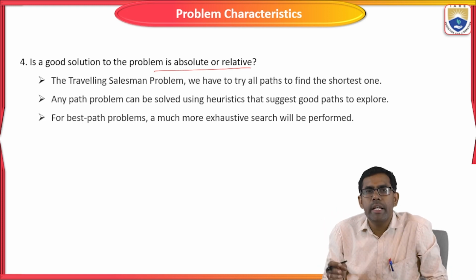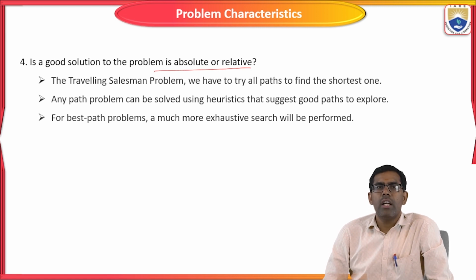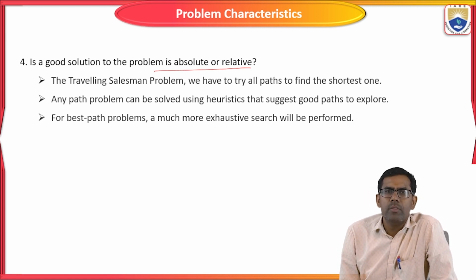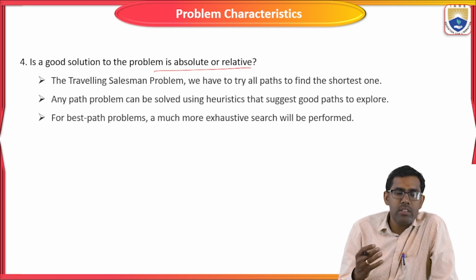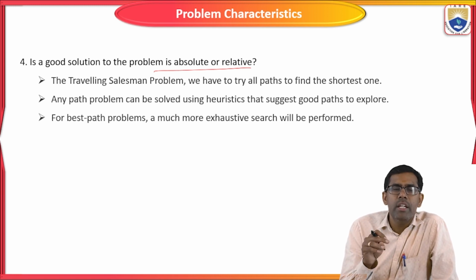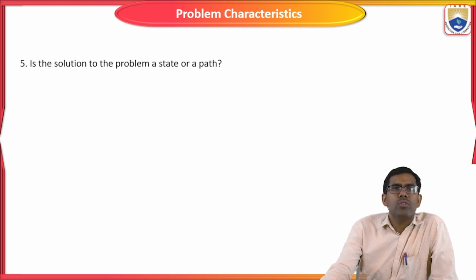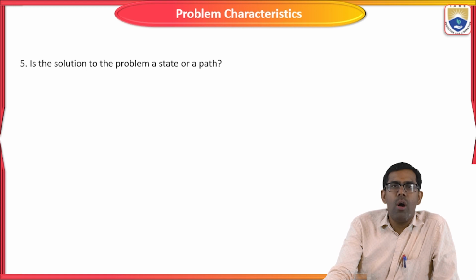We choose any kind of path to reach the destination. It will give some good solution. Okay, it will not be considered an exact or actual solution, right? So this is the way we are going to use the particular problem solving, as absolute or relative.